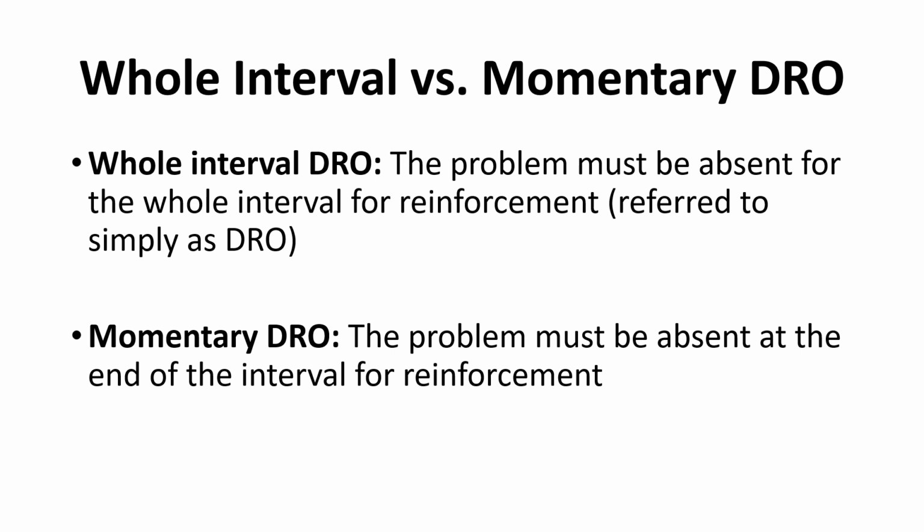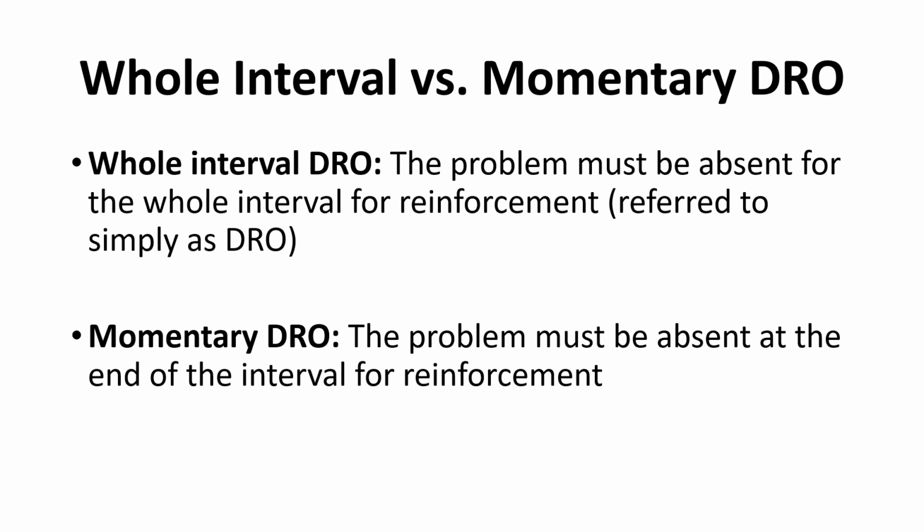If they can then make it to the end of that next 5-minute interval, they would receive reinforcement and get their treat. In contrast, our momentary DRO procedure says only that the problem behavior should be absent at the end of the interval in order for them to receive reinforcement. So for that same 5-minute interval with disruptive behavior in class, we would say that the child could get a small treat if the problem behavior isn't actively happening at the 5-minute interval. So when the interval ends, if that behavior is not happening, they get their reinforcer.